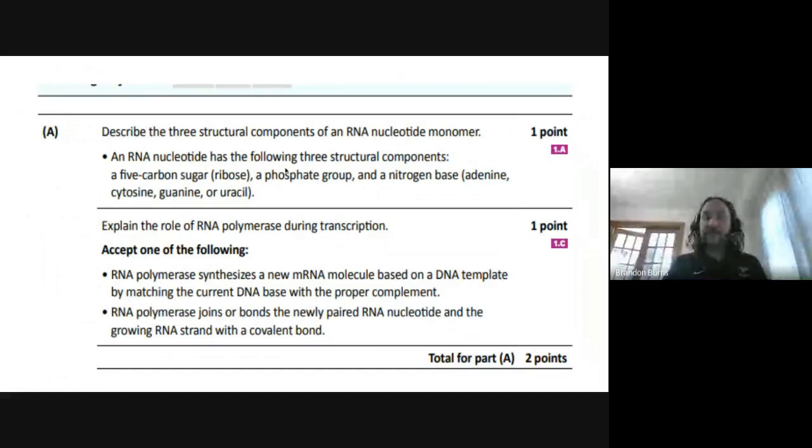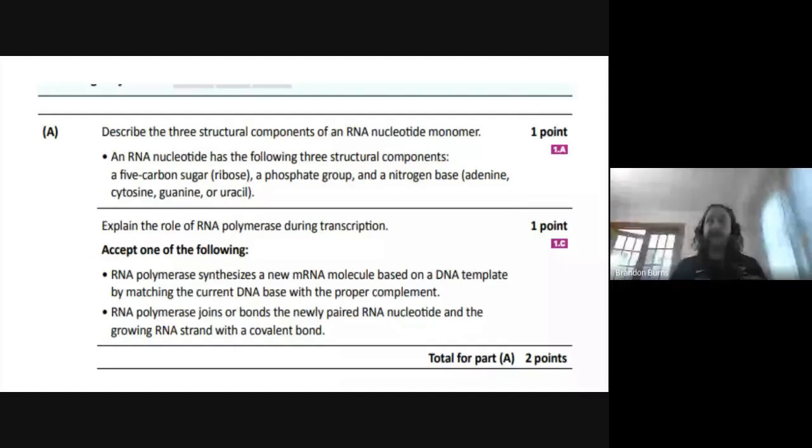So nucleotides all have three components. There's a 5-carbon sugar, a phosphate group, and a nitrogen base. Okay, you earned a point if you describe those three structures. Okay, and what you wrote needs to be written in a complete sentence. So you would need to say something like, an RNA nucleotide has a 5-carbon sugar, a phosphate group, and a nitrogen base. Okay.